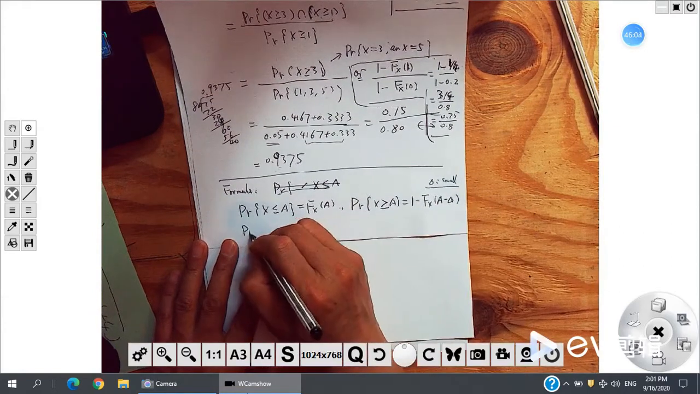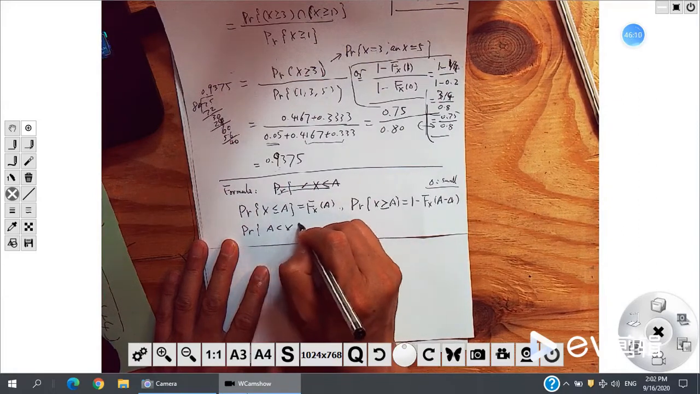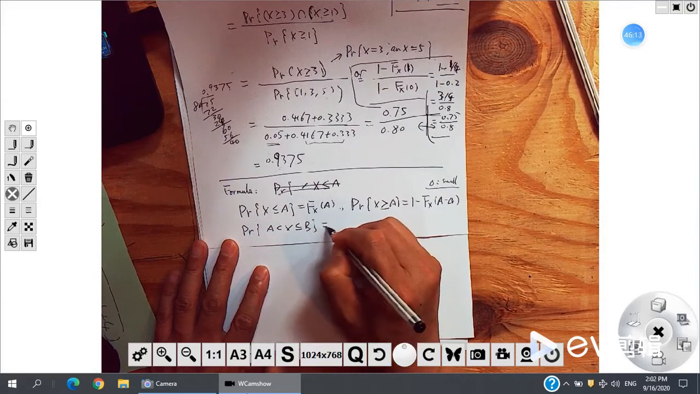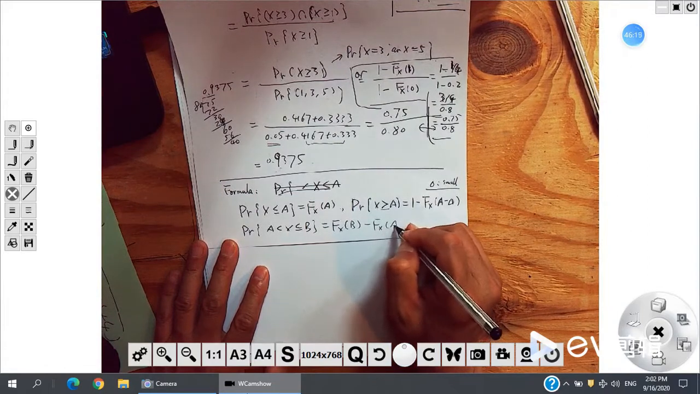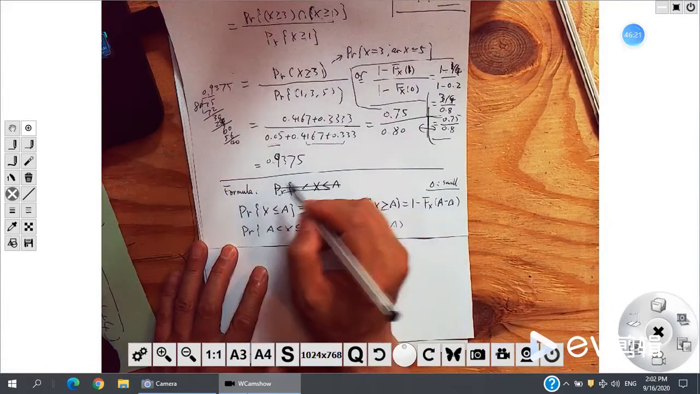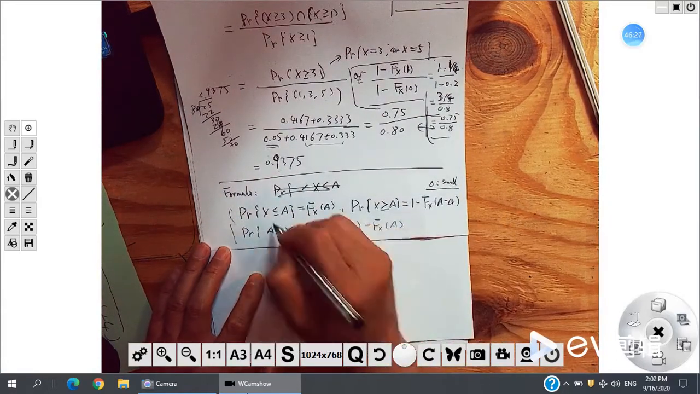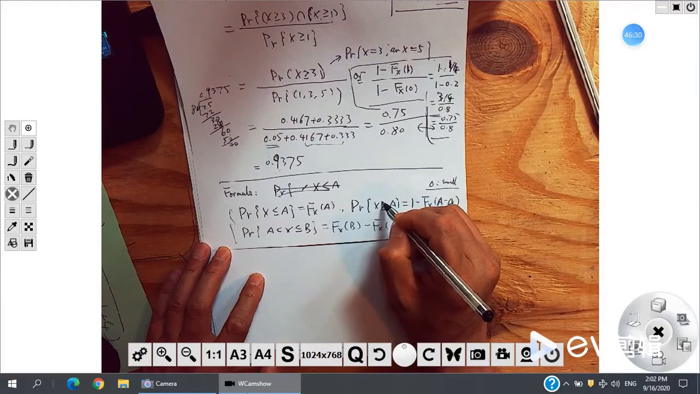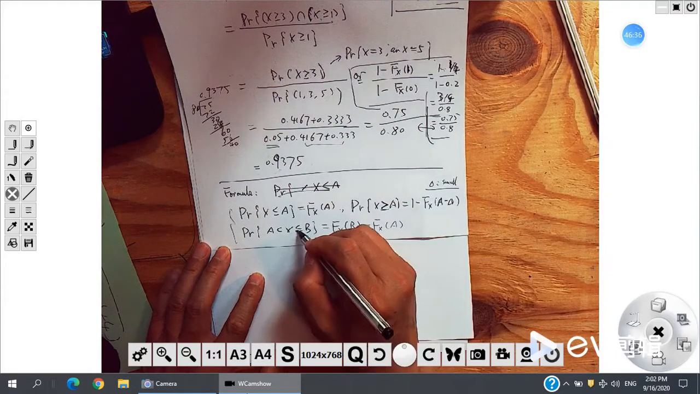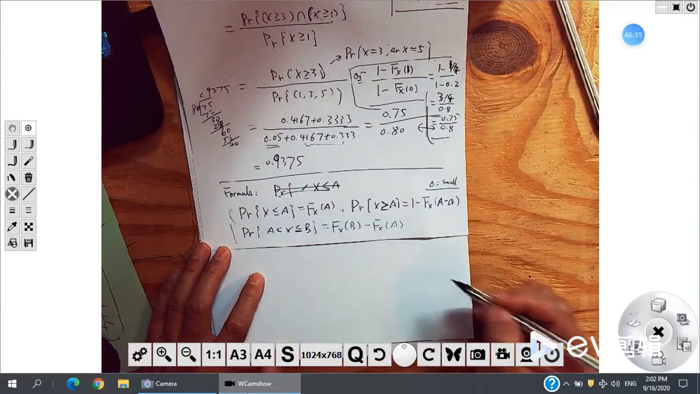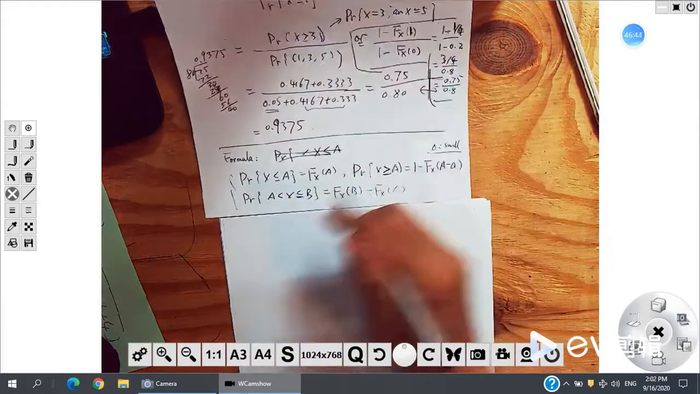And if we have an interval, A smaller than X, smaller than or equal to B, this will be F_X of B minus F_X of A. So in general, you can do calculation like this. But here you have to pay attention to the equals. Here's larger than and have equal, then this side you did minus, right? Here's equal, here's equal, here's no equal.